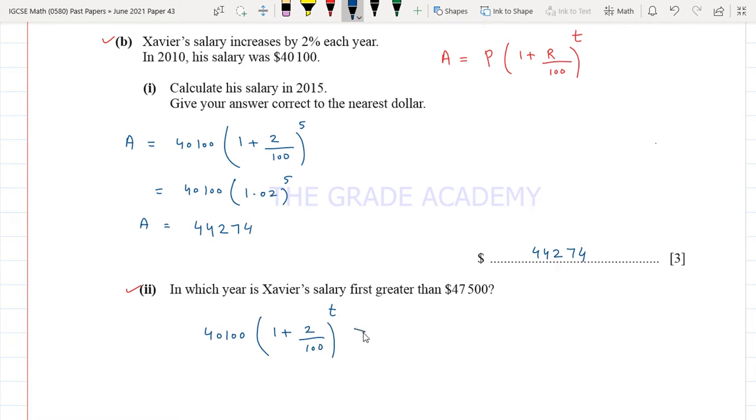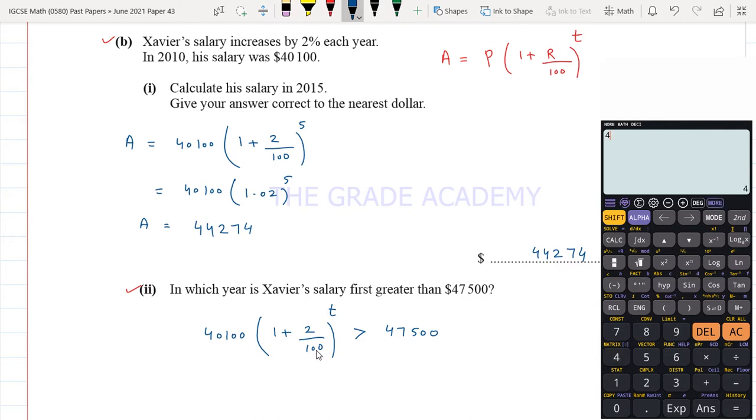So this amount is greater than $47,500. We will solve this inequality for T and see which value of T makes it true. As we have already seen in the previous part, when T is 5, his salary is 44,274. So we will try values greater than 5, with some trials. If we put T equals 6, we get 40,100 into 1.02 to the power 6, which gives 45,159, less than 47,500.